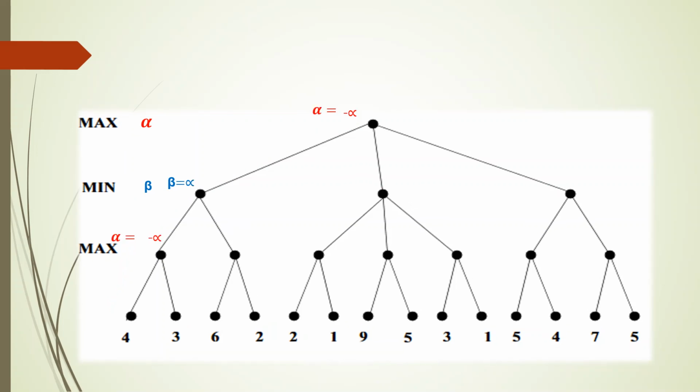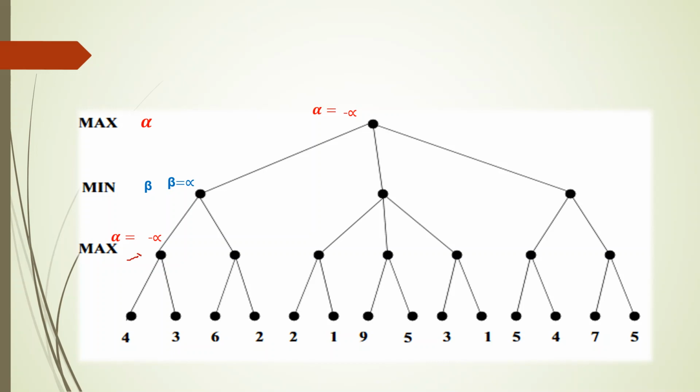Okay, the values at each node are represented. For example, the alpha at the top node is minus infinity, because this node belongs to max or alpha. The min or beta here has a value equal to plus infinity, and here this node belongs to max, and the value of alpha is equal to minus infinity. Now we will see how this search works.